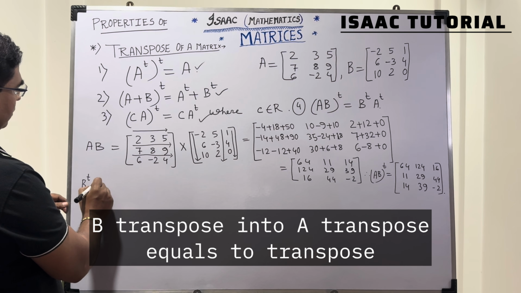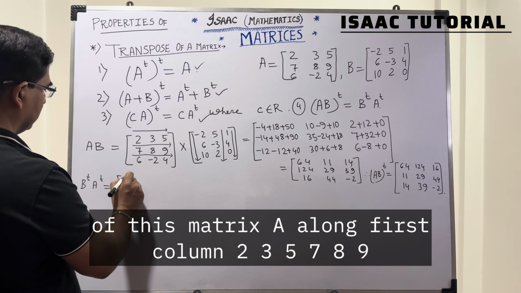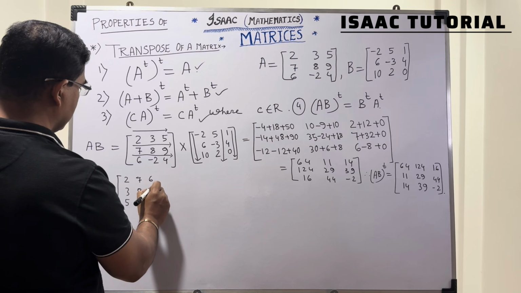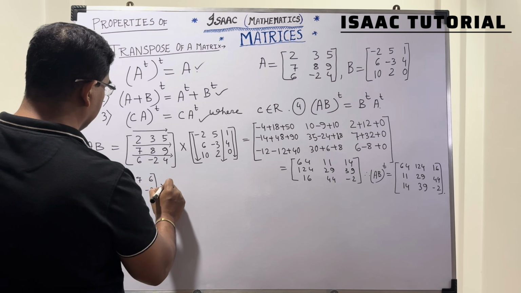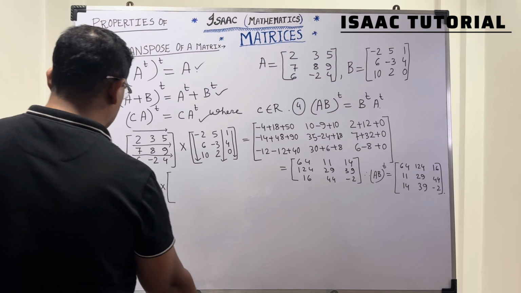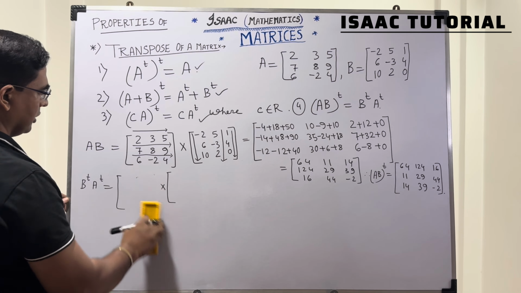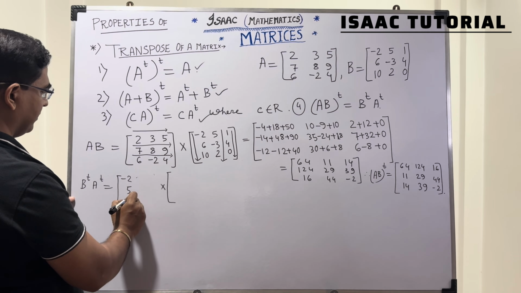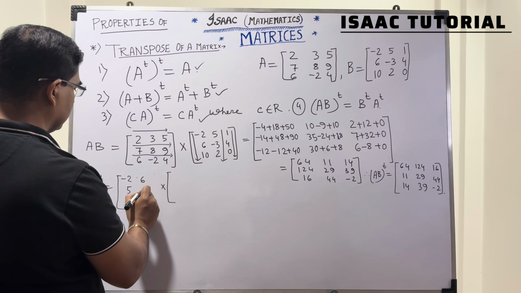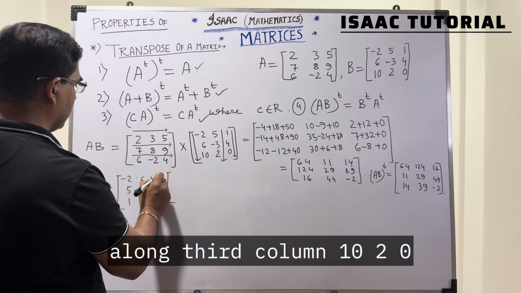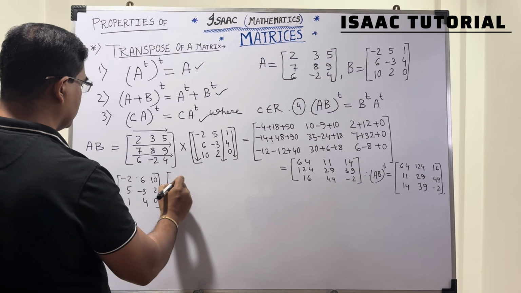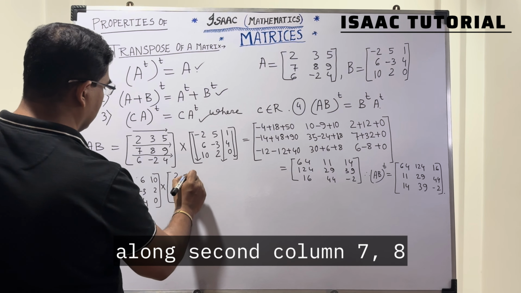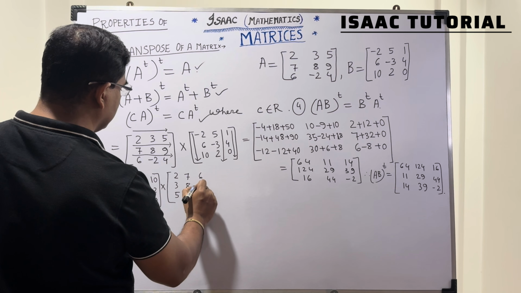Now B transpose into A transpose equals to transpose of this matrix B along first column minus 2, 5, 1, along second column 6, minus 3, 4, along third column 10, 2, 0, into transpose of this matrix A along first column 2, 3, 5, along second column 7, 8, 9, along third column 6, minus 2, 4.